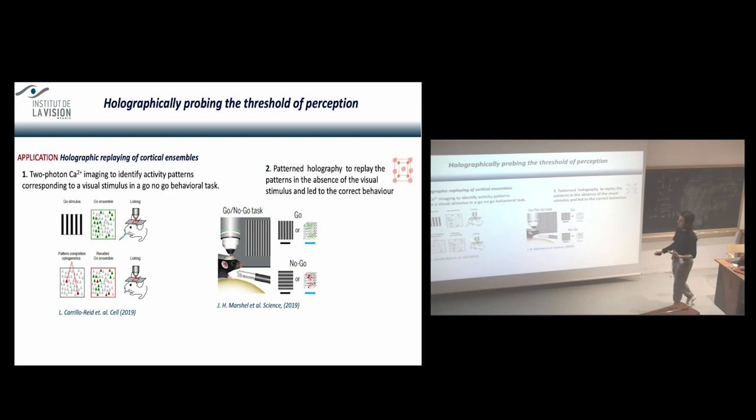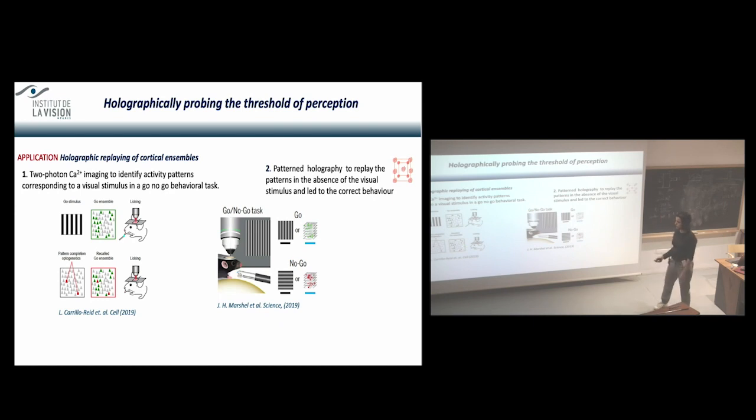At the same time, you perform calcium imaging. So you are able to see which cells are active while the mouse is looking at these grids or at another grid. Fine. So now we have found the cell assembly responsible for the perception of the grids. The next step was, okay, now let's go back with holography. We remove the grids and we activate those cells with holography. Is the mouse able to perform the correct task? And incredibly, it was the case.